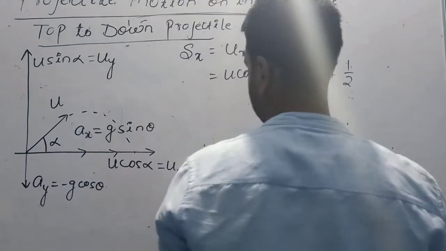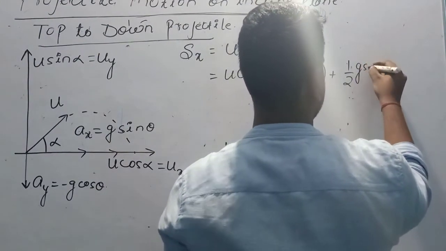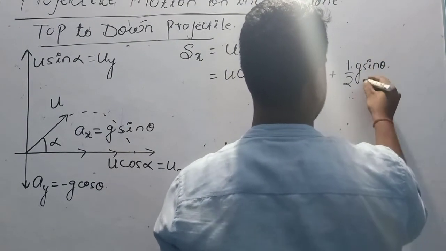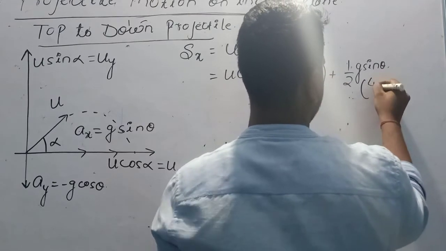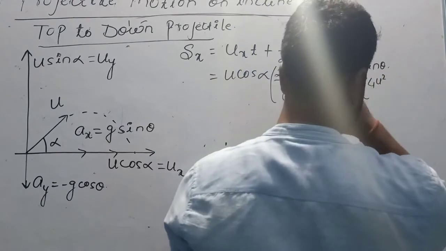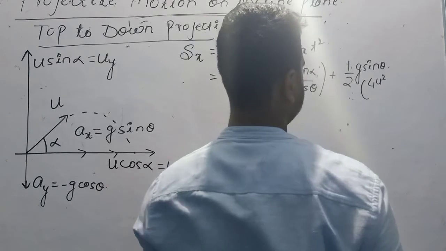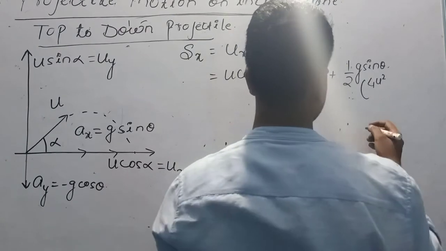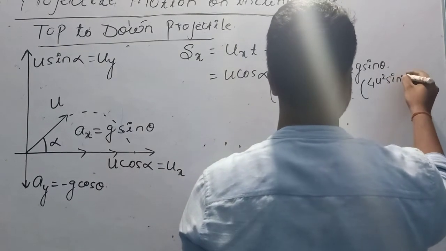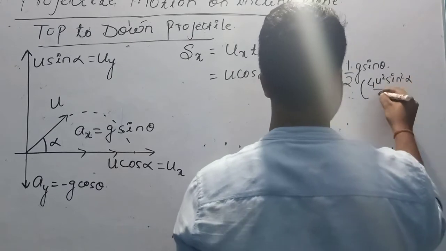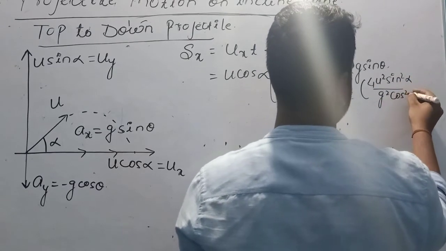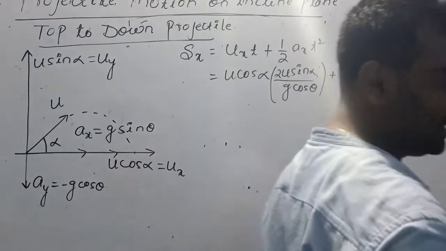Half g sin theta into t square. T square, that is 4u square sin square alpha upon g square cos square theta. Let me check whether it is clear.